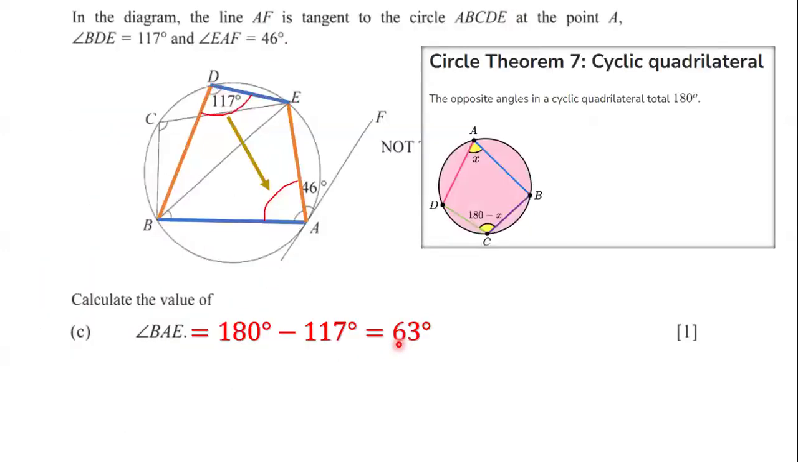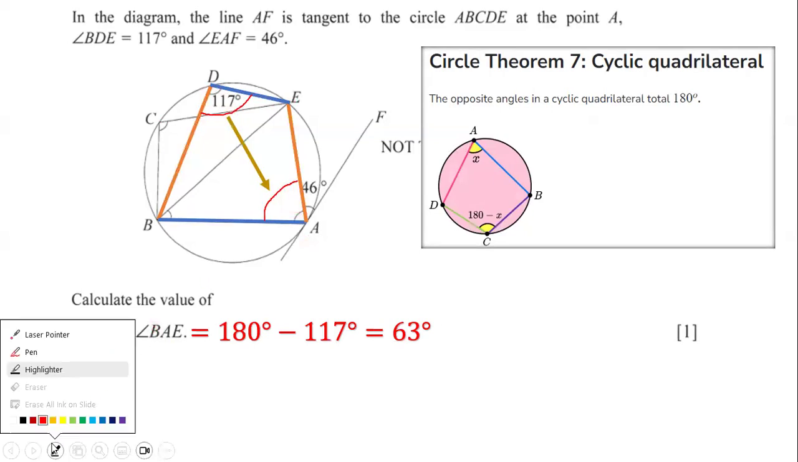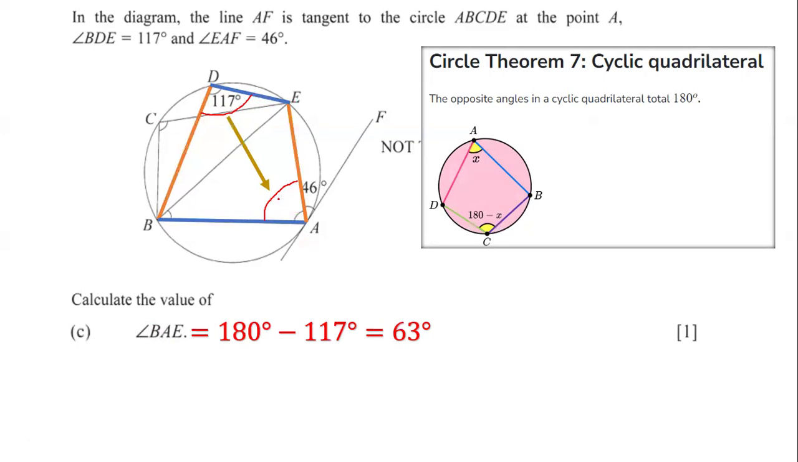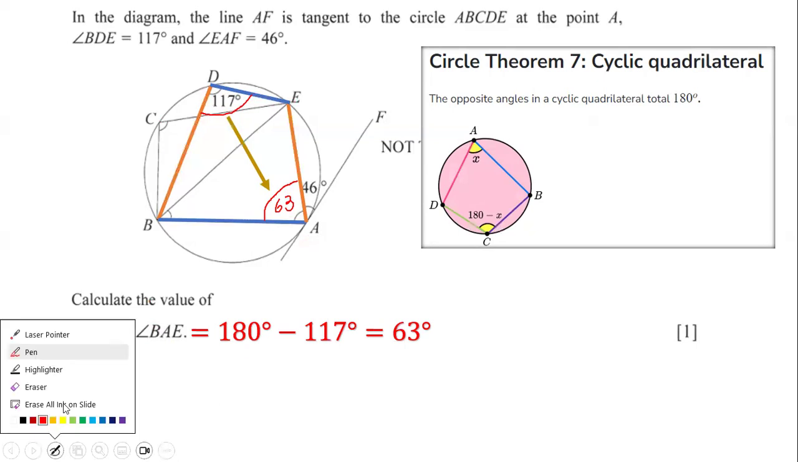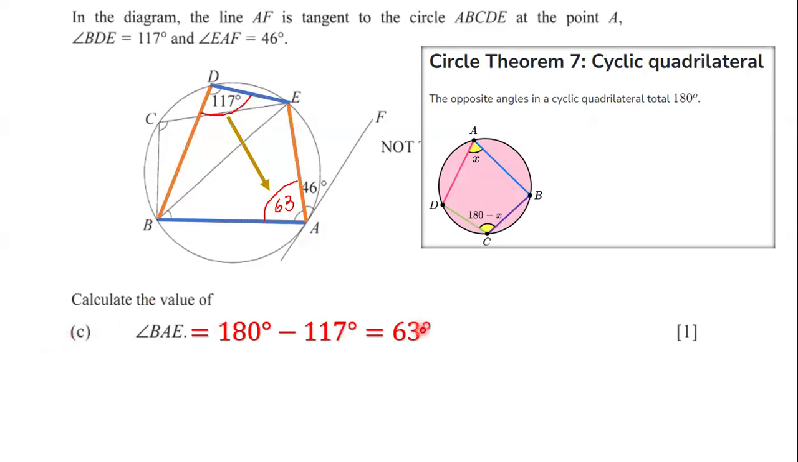So that means that this angle right here is 63 degrees. How do we get that? We subtract 117 from 180, and we get 63 degrees. And if we add 117 and 63, that gives us 180. And so the answer here is 63.